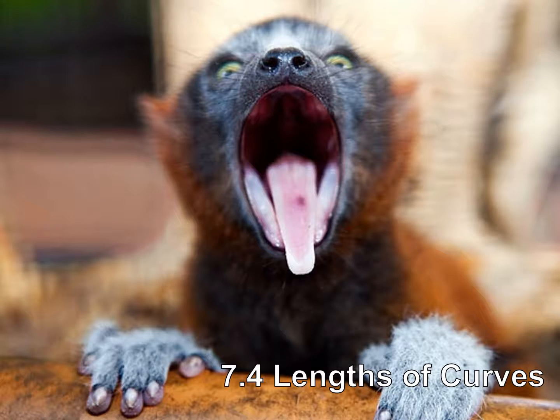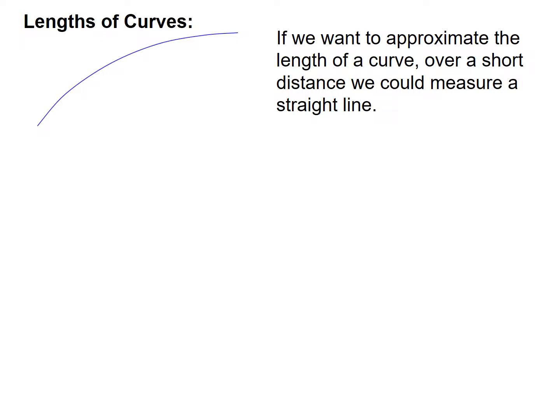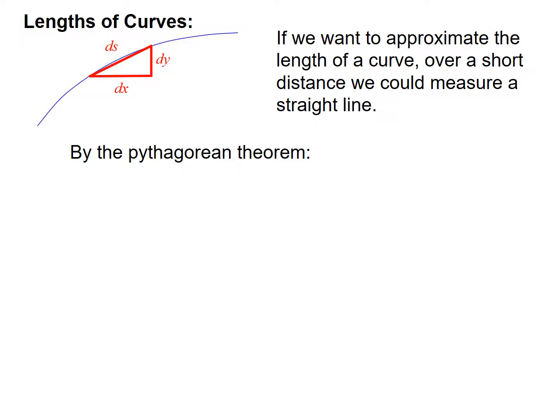Okay, we're going to take a look at how to find the length of a curve. So if we zoomed in on a very small section of a curve, we could call that very small change in the length ds. And we have our x component and our y component of that change along the curve. So we end up with a right triangle here. Using the Pythagorean theorem, ds squared equals dx squared plus dy squared. Take the square root of both sides.